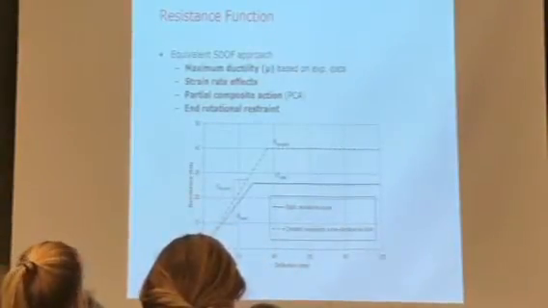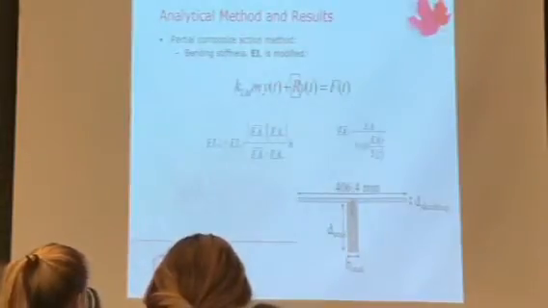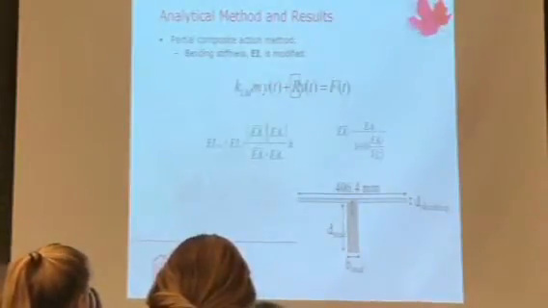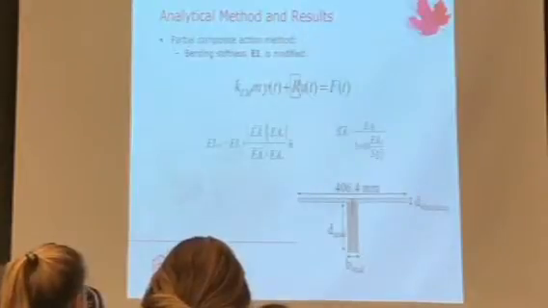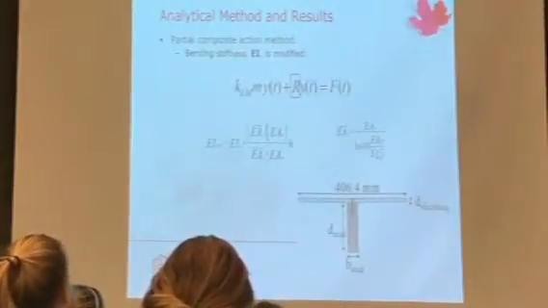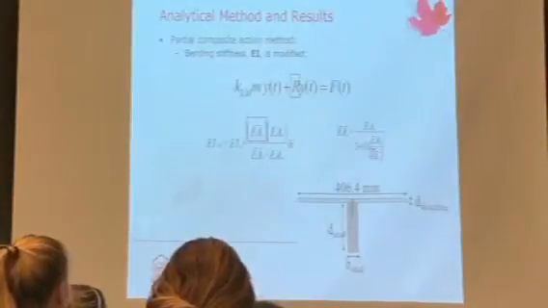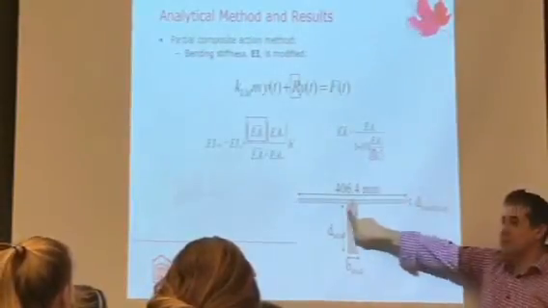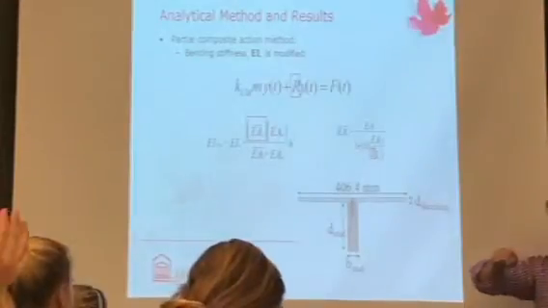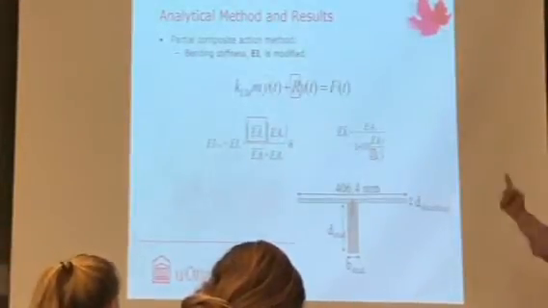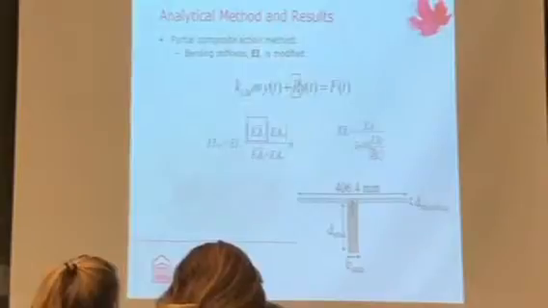So this is how to convert it from partial composite action T section into an equivalent section. And all you have to do in this case is really, it's all a function of S, which is the nail slip. So all we do is we take the nail, we do a nail slip test, we plug it into this equation, and it gives us what the resistance function is going to be for the whole thing.